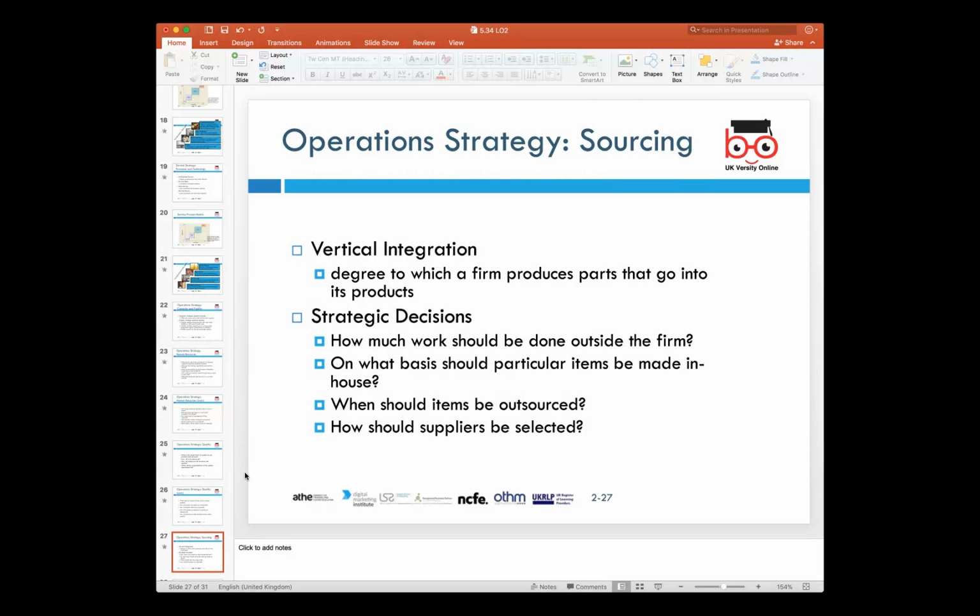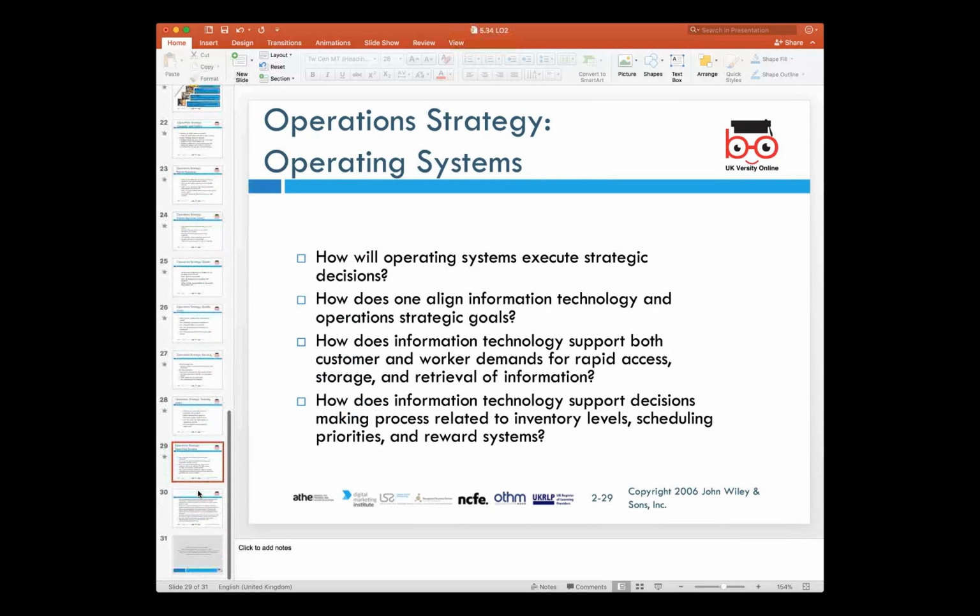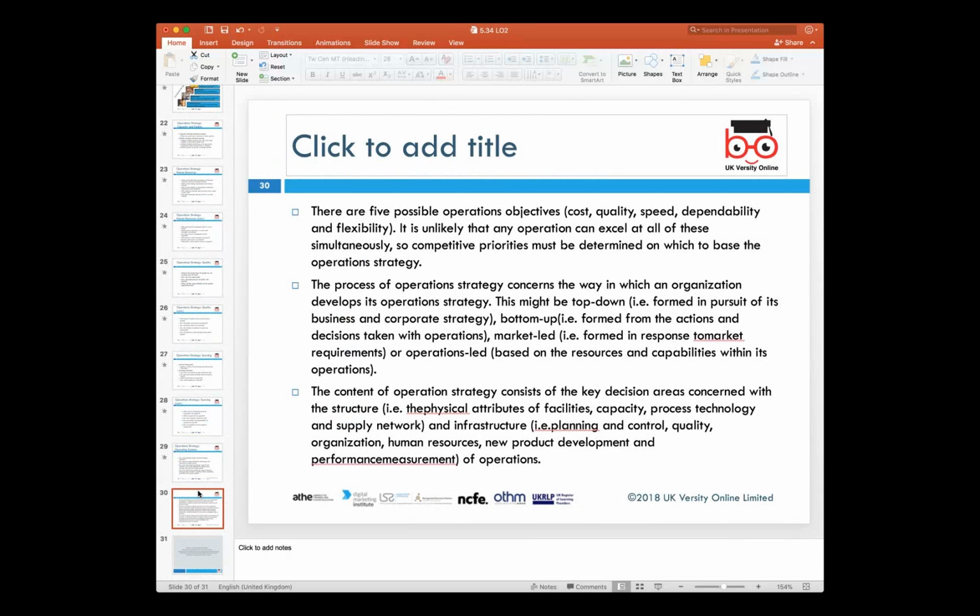Is that okay? Yeah. Just a couple of slides on that, so obviously you can go through that in a bit more detail. Let's look at summarizing what we look at today, from learning outcome 2.